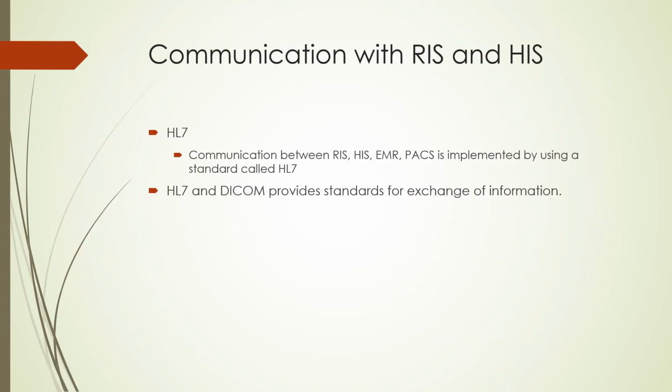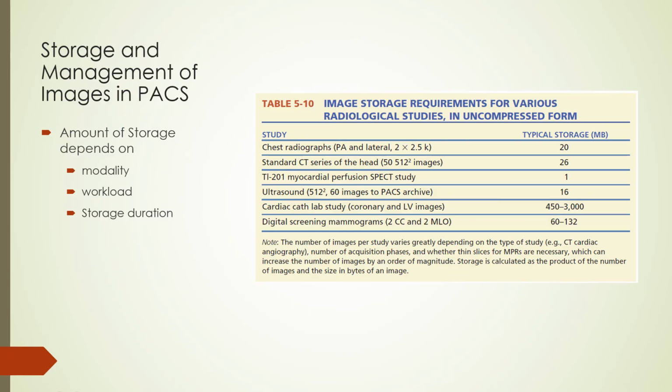Communication among the Radiology Information System, Hospital Information System, electronic medical record, and PACS is often implemented using a standard called HL7 or Health Level 7. This standard is used for the electronic exchange of alphanumeric medical information such as administrative information and clinical laboratory data. The amount of storage capacity required by a PACS archive depends upon the modality or modalities served by the PACS, on the workload, and the storage duration. This table gives some examples of storage sizes encountered in radiology imaging.